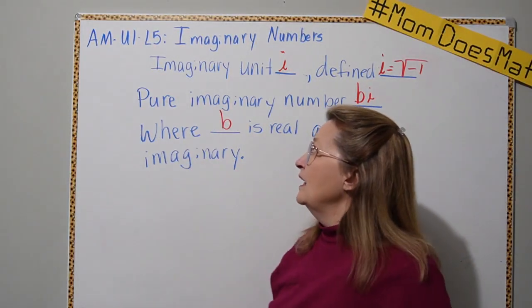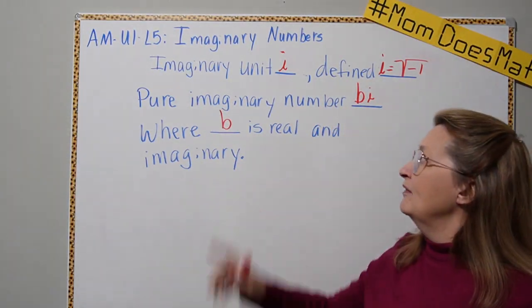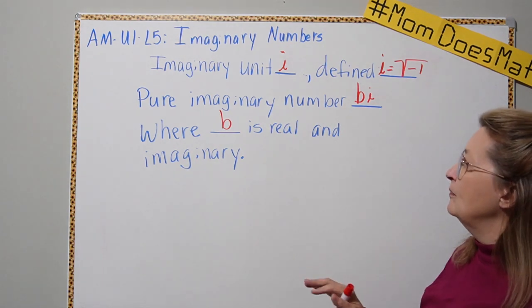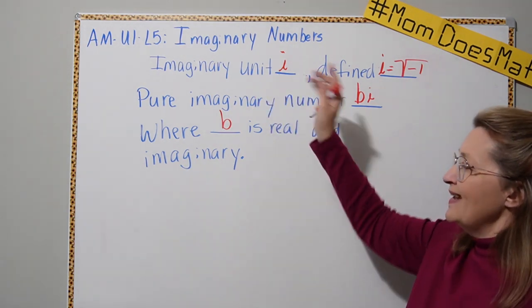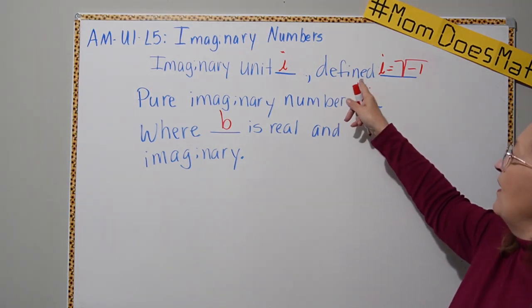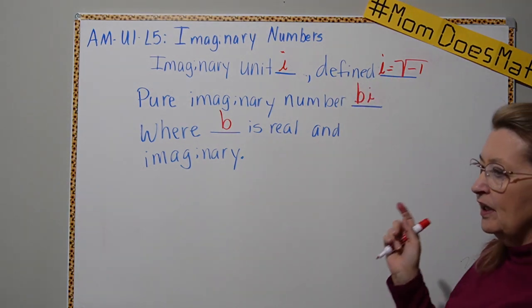Okay, this is lesson AMU1L5, and we're going to talk about imaginary numbers. Now, first for the vocabulary. The imaginary unit i was defined, and it is defined that i equals the square root of -1.